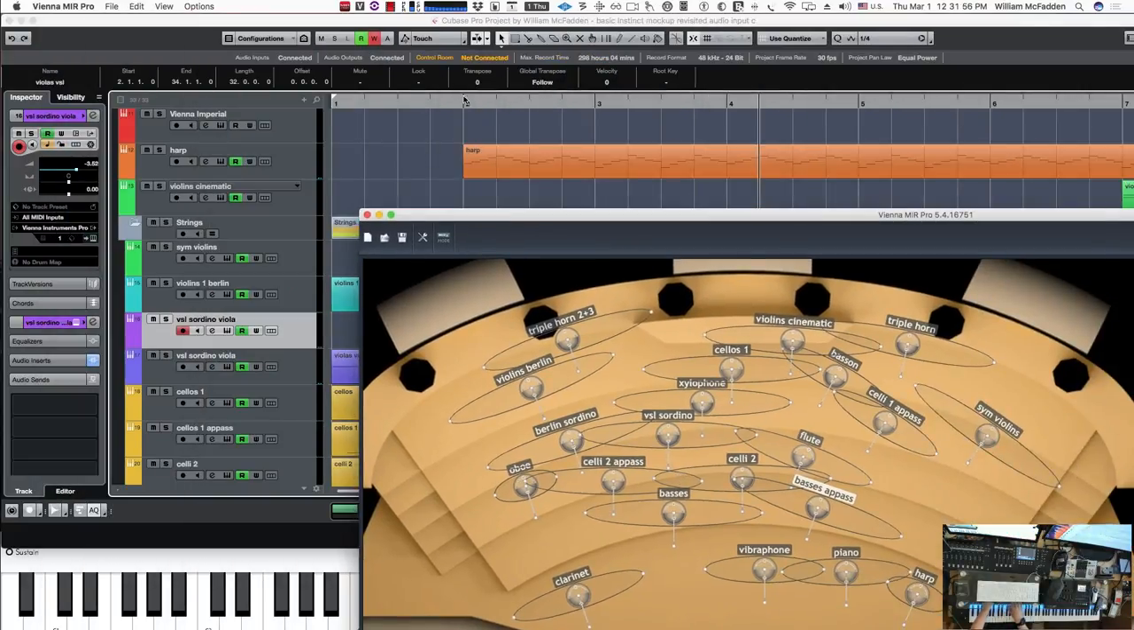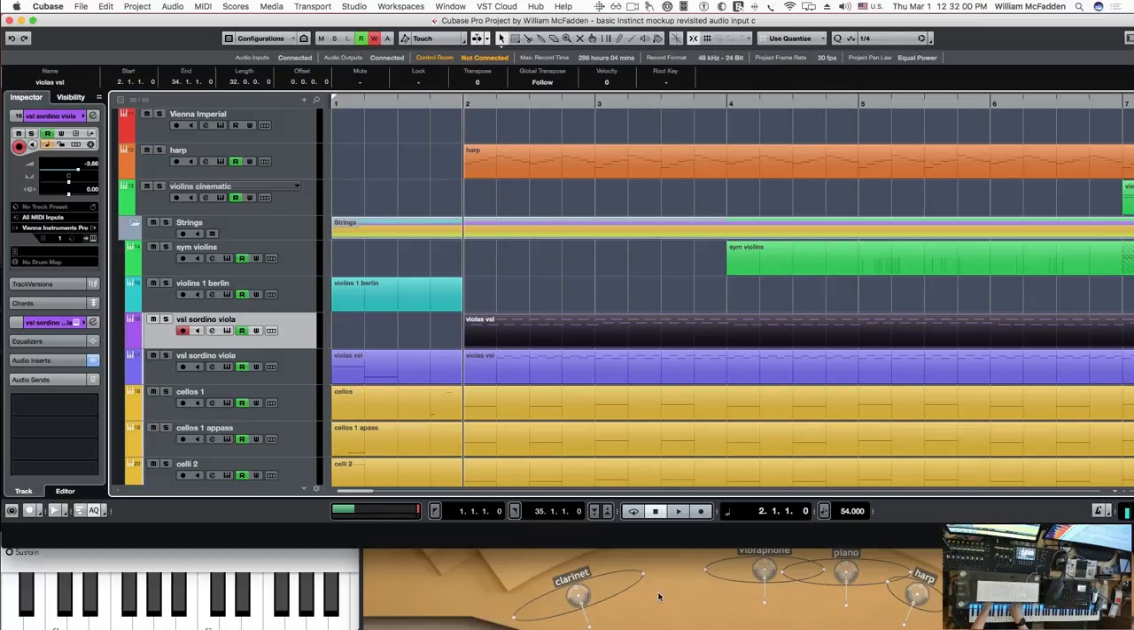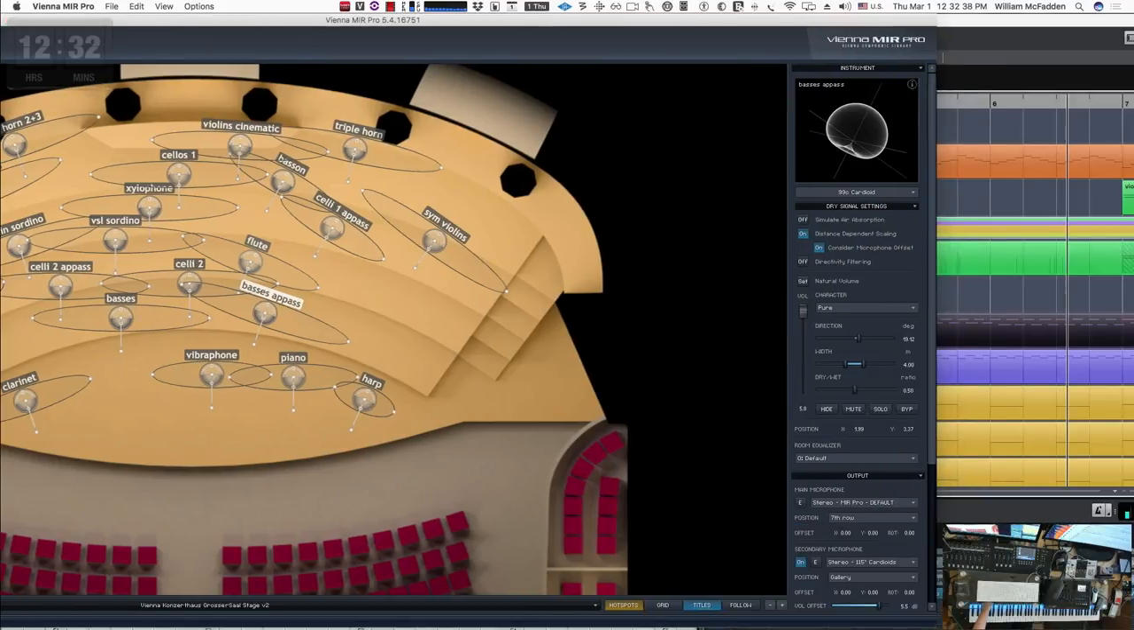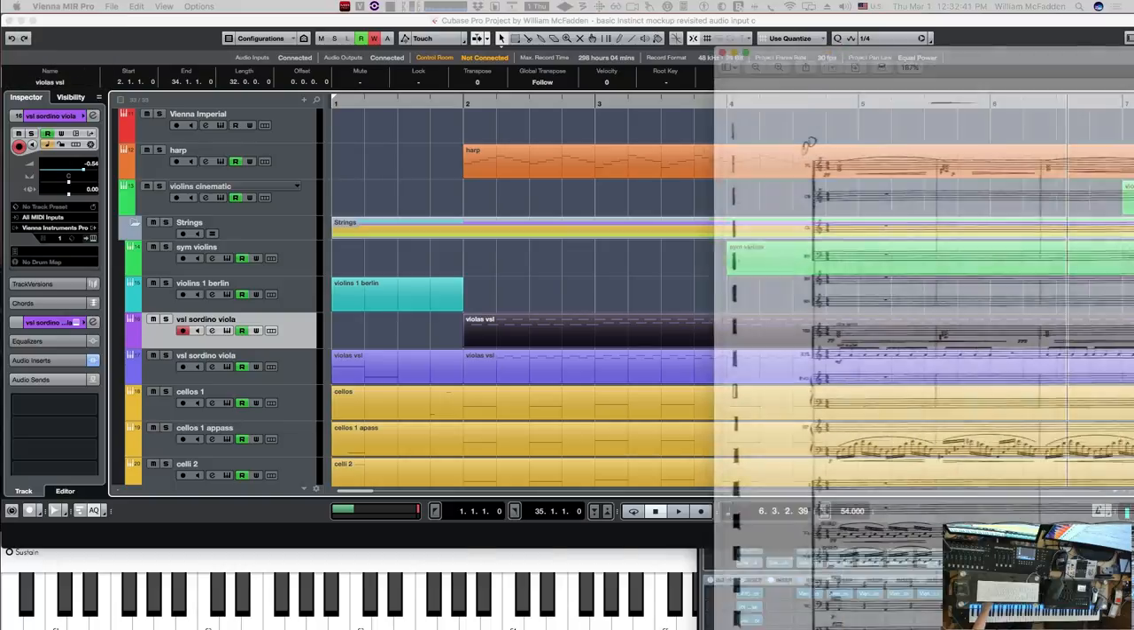Go back to measure two in the DAW, which is measure one in the score. There's your vibraphone, there's your basses, cello, xylophone. Now, you can actually move these around in the stereo field in Vienna MIR Pro, which is what we're looking at right here. So let's go ahead and go back to our score and look at the second four measures.